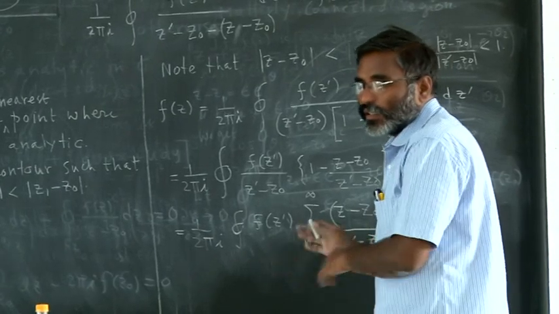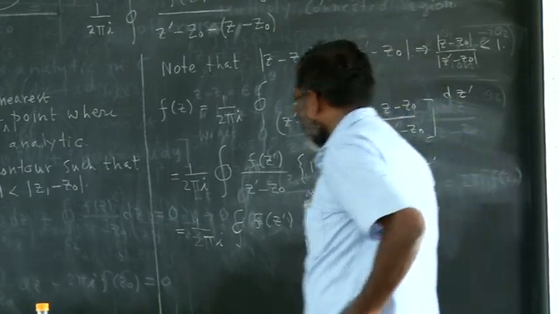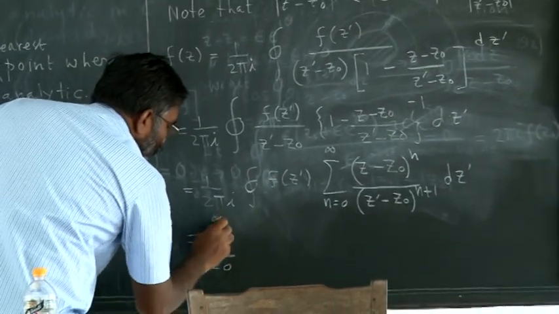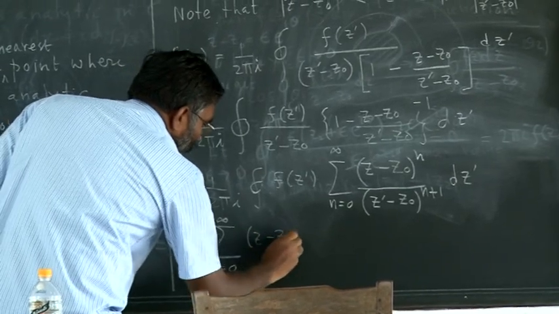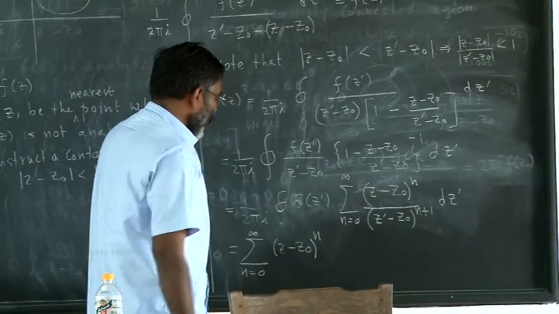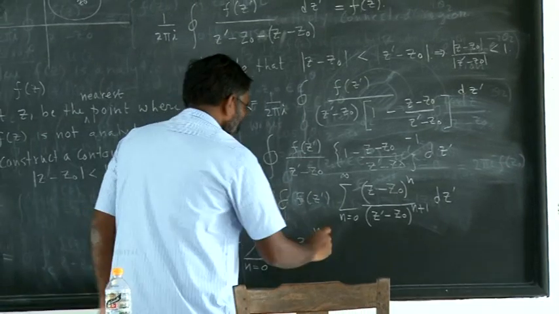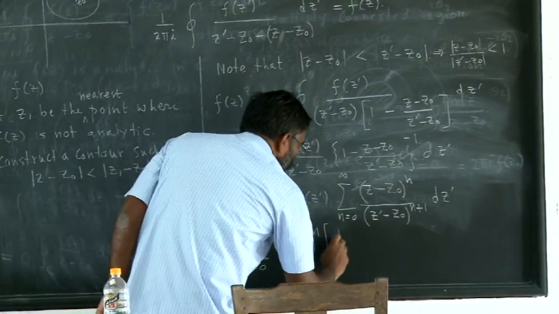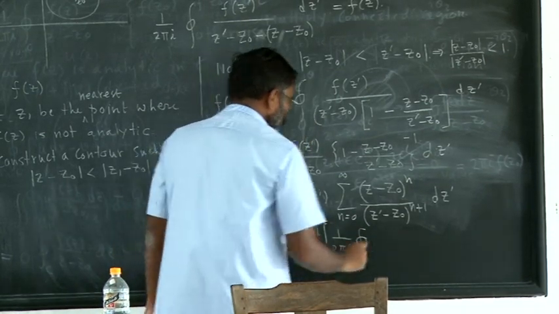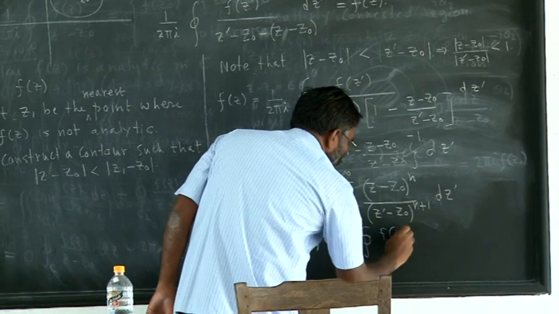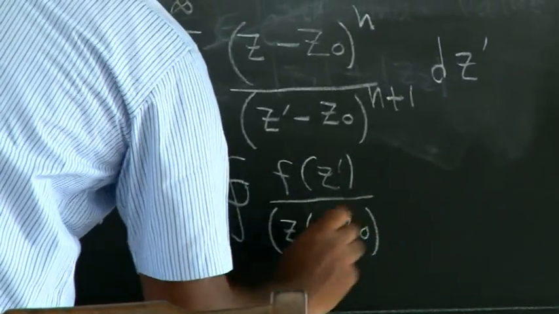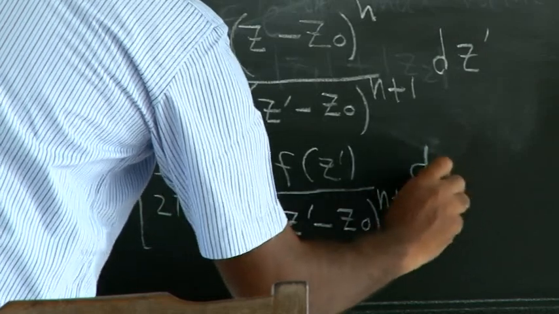Okay, now I can interchange summation and integration and then write this as sum over n equal to 0 to infinity z minus z naught. This is something which does not depend on the integration variable. The integration variable is z prime. So z minus z naught to the power n I will pull out and then write this as 1 over 2 pi i integral over the closed contour f of z prime divided by z prime minus z naught to the power n plus 1 dz prime.